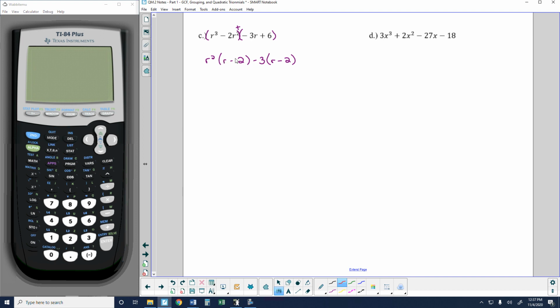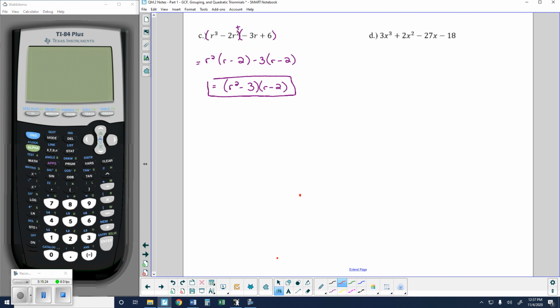So now, because I have binomials that are the same, their coefficients are going to be a factor, as well as that binomial is a factor. And so I get r squared minus 3 times r minus 2. And that's where we're going to stop for now. Eventually, with this problem, we are going to be able to factor that a little bit further, but for right now, our skills are sufficient to get us here.